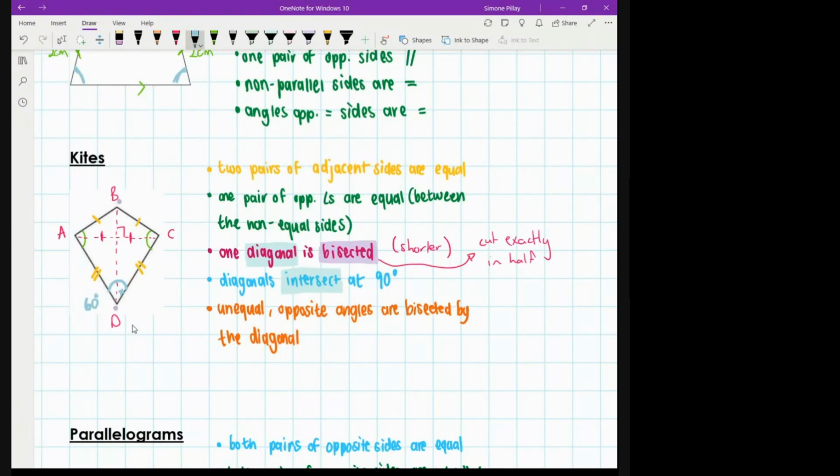Diagonal bisects angle. Hi Kia, that is okay. Glad to have you with us.